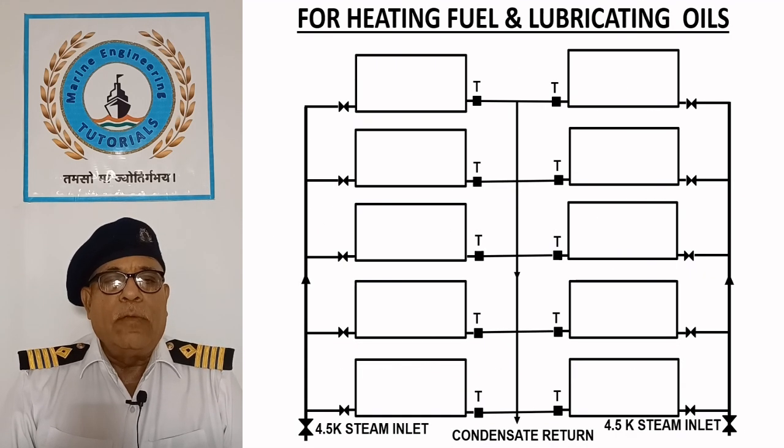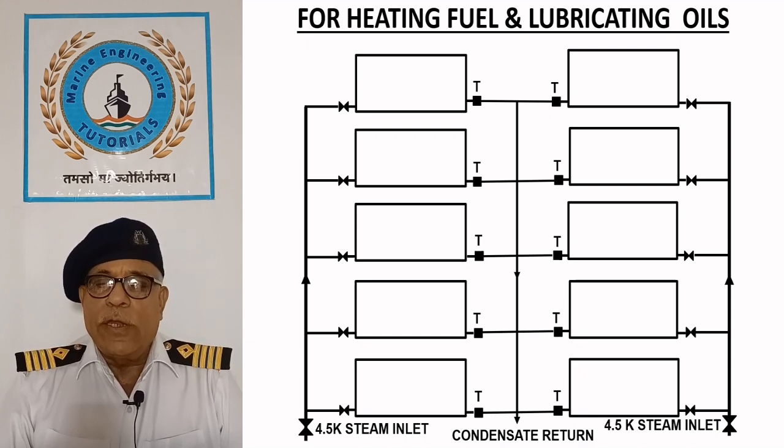For heating fuel and lubricating oils. Traditionally, the heating steam pressure on ships has been around 4.5 bar, corresponding to a temperature of 155 degrees Celsius, which is sufficient to meet the highest heating demands. However, with the shift to low sulfur fuels, modern ships typically operate with heating steam at 3 bar pressure, resulting in a temperature of approximately 144 degrees Celsius.